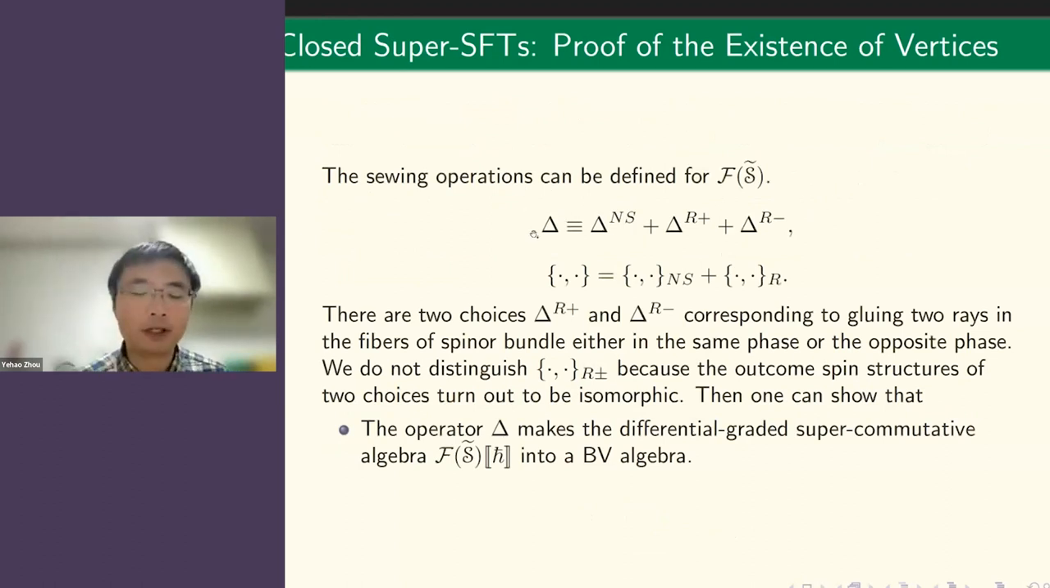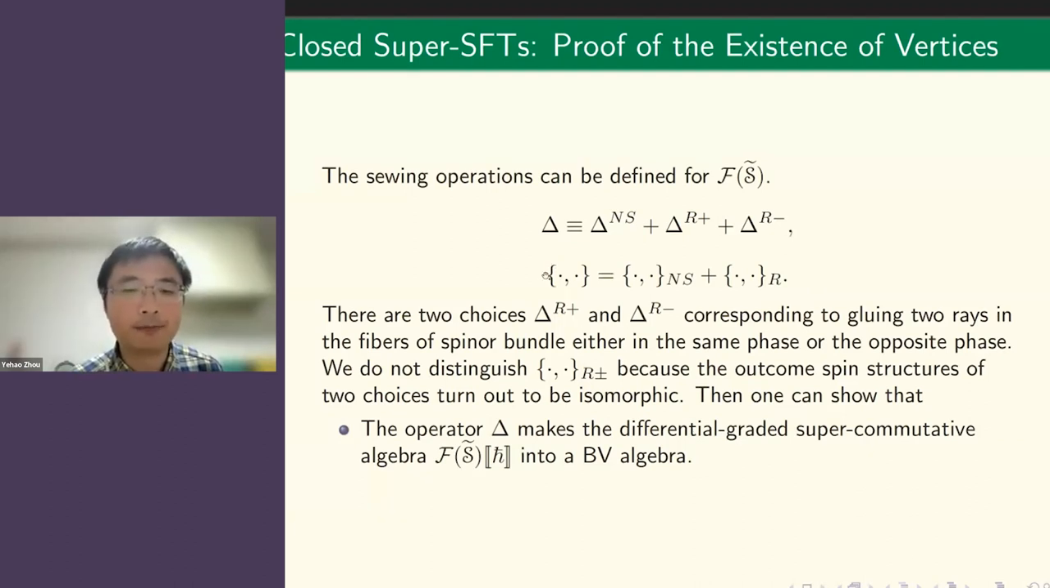The first one is the self-sewing, which decomposes as the Neveu-Schwarz one and two Ramond ones. There are two choices of Ramond self-sewing, because when we sew the spin curves, we need to make a choice of how to glue the spin structures. We can either glue them in the same direction or in the opposite one. And this plus and minus stand for the same direction and the opposite direction.